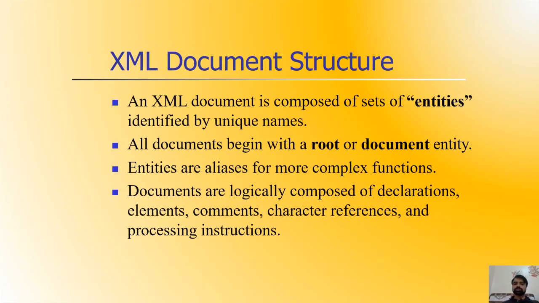XML document structure. An XML document is composed of a set of entities defined by unique names. All documents begin with a root or document entity. An entity is an alias for a complex expression; you can use a short term for any description. Documents are logically composed of declarations, elements, comments, character references, and processing instructions.